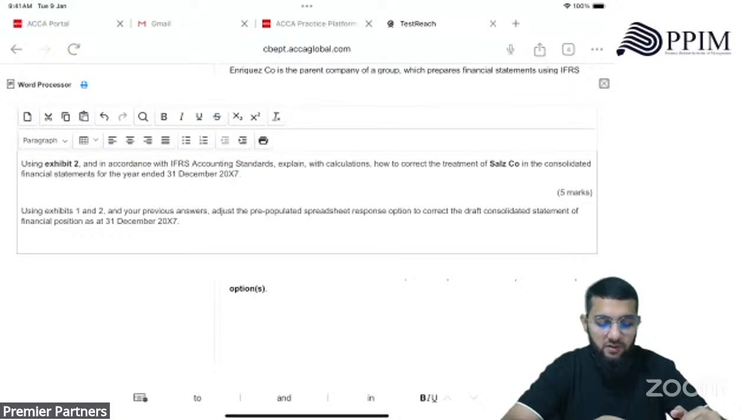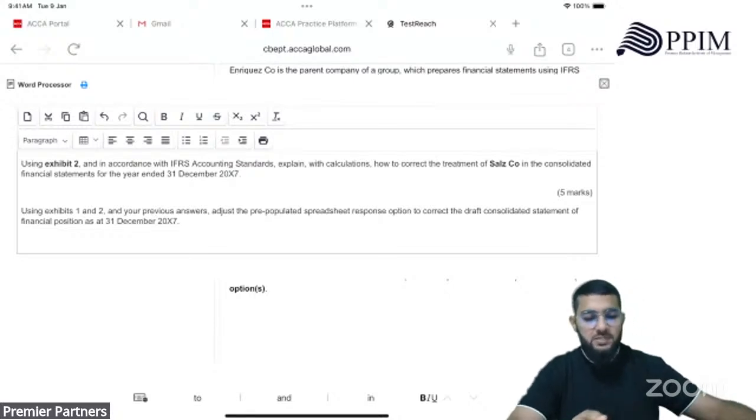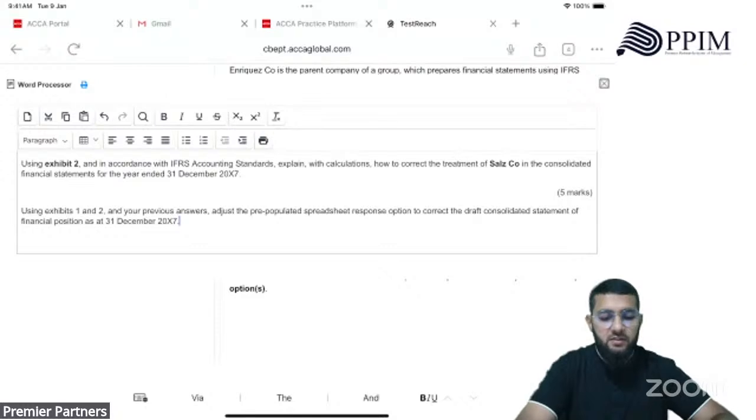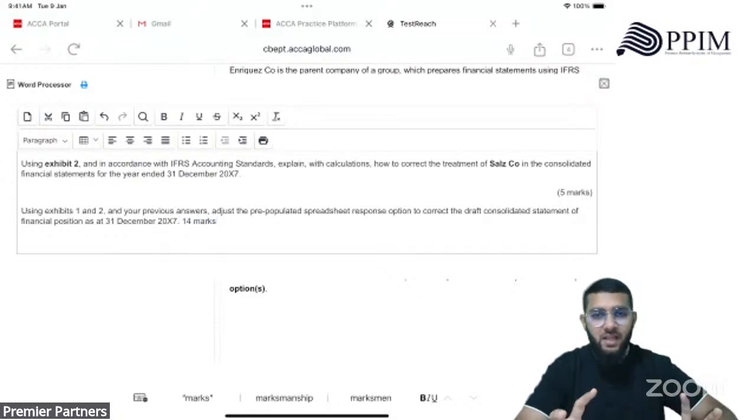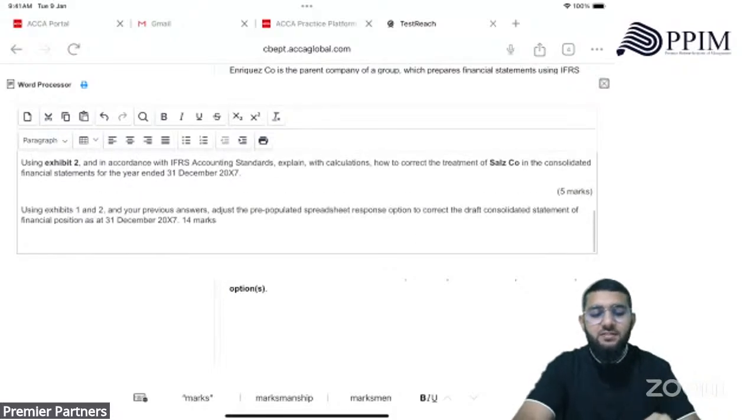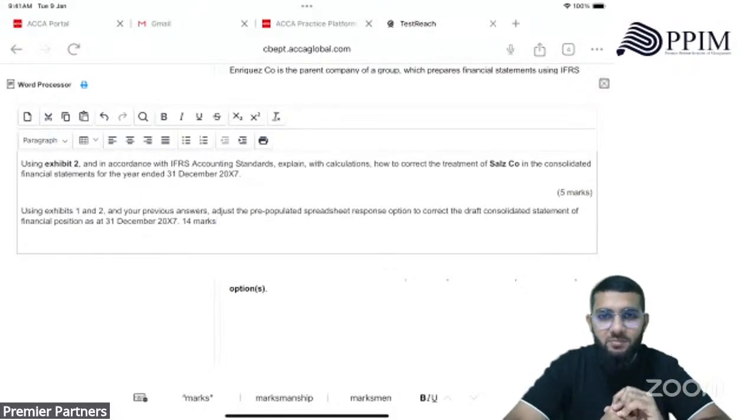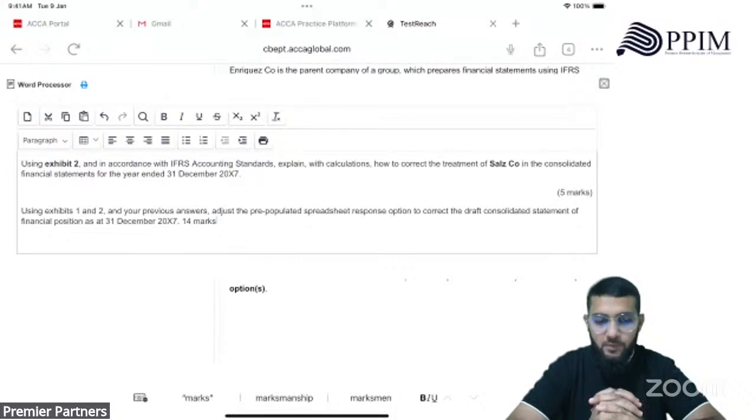So they've given the draft consolidated statement of financial position. This carries 14 marks. Now this is purely math. Here you should be very particular about plus and minuses. Whatever workings you've done, you are accumulating. If you've done it right here, these 14 marks will be free marks. It's just a matter of going and plugging into the right areas and using the pre-populated spreadsheet correctly. Okay, so that's the key.